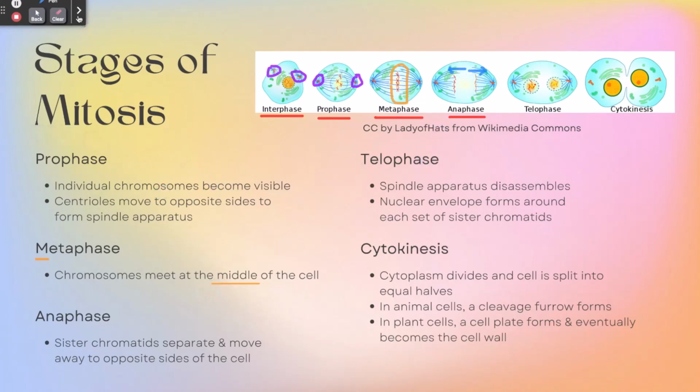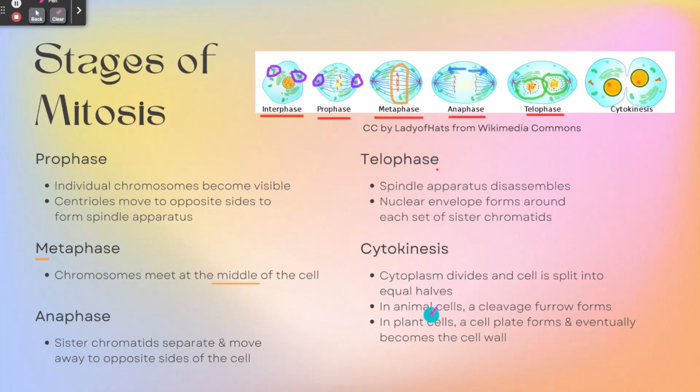With telophase, the spindle apparatus starts to disappear, and a nuclear envelope, which is a part of the nucleus, forms around each set of sister chromatids. So it will be right here and right there. Lastly, we have the cytokinesis stage, which appears towards the end, around the same time as telophase. This is where the cytoplasm divides and the cell is split into equal halves.